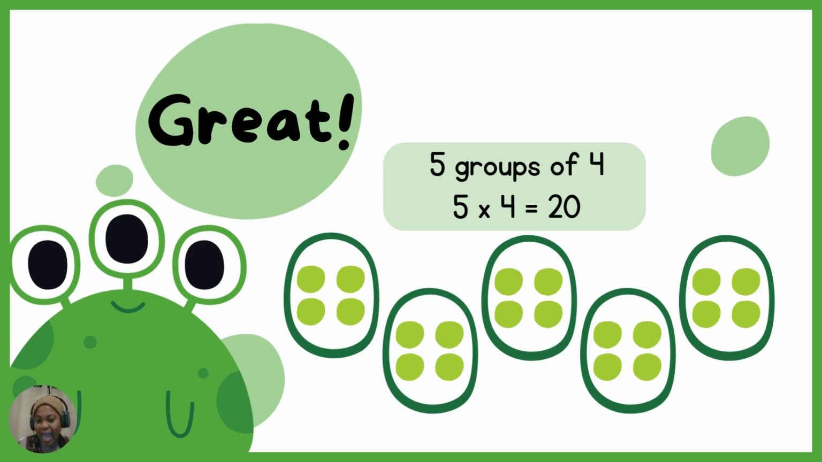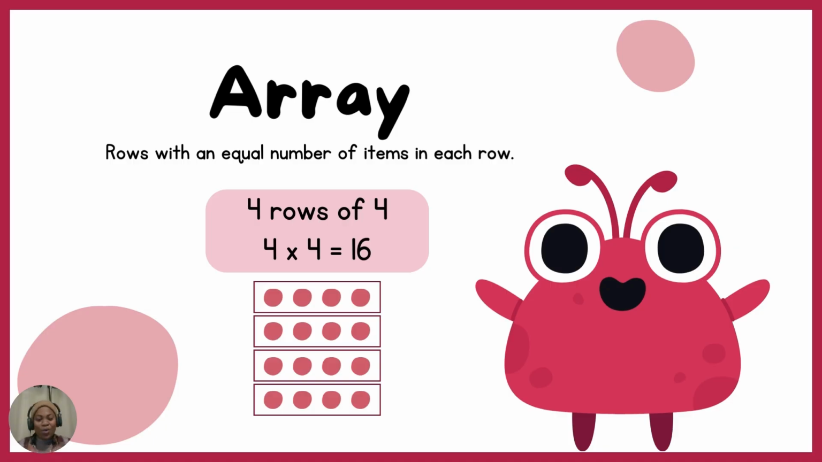This is called arrays. And let us check it out. What is an array? An array is simply a row. So, arrays simply means rows with an equal number of items in each row. Just like how we group the numbers, this time around we are going to put them in rows. So, on the screen, we have 16 red dots that have been put into four rows of four red dots. So, we have four rows, and each row has four red dots, and that would equal 16 red dots.